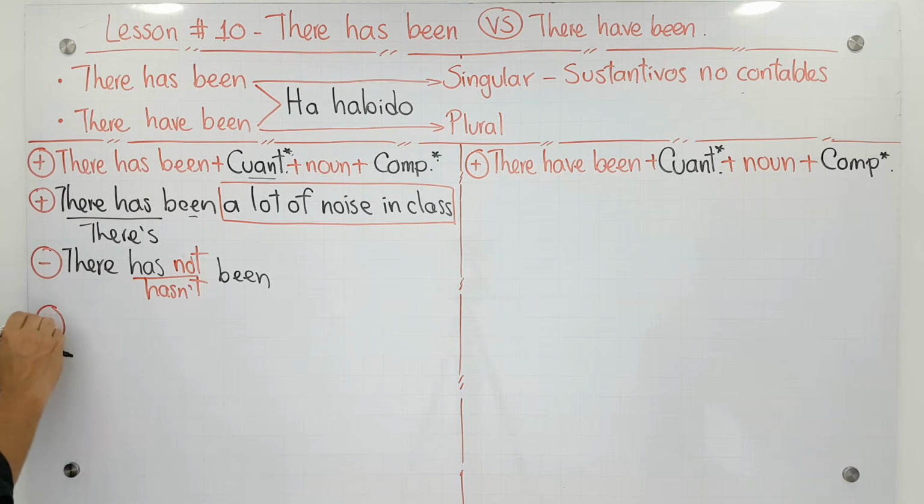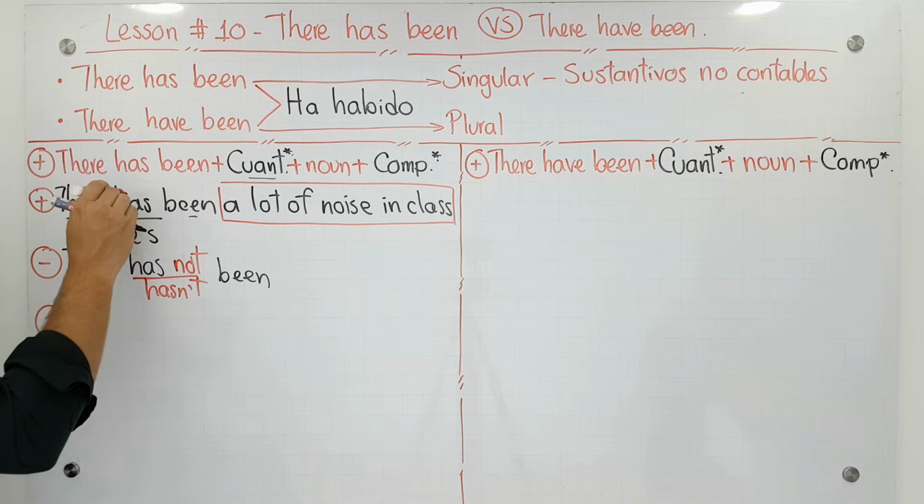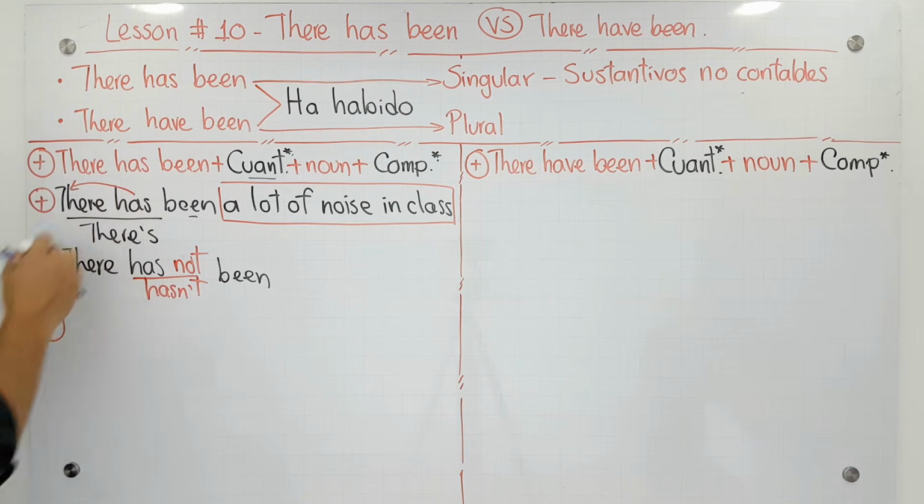Let's continue with the interrogative sentence. Para la interrogativa, ya de pronto estamos acostumbrados a hacer esos cambios. ¿Qué es lo que tenemos que hacer? Simplemente vamos a mover este auxiliar, vamos a cambiar la posición.